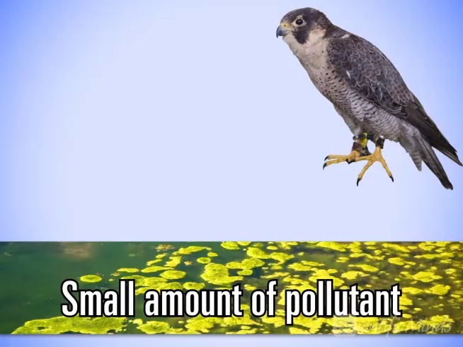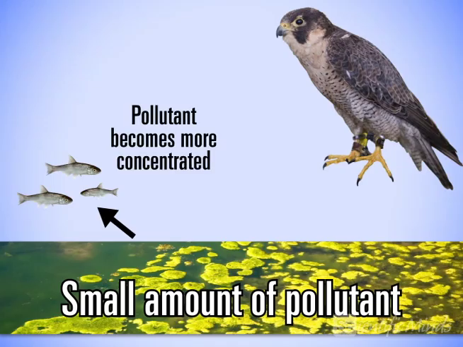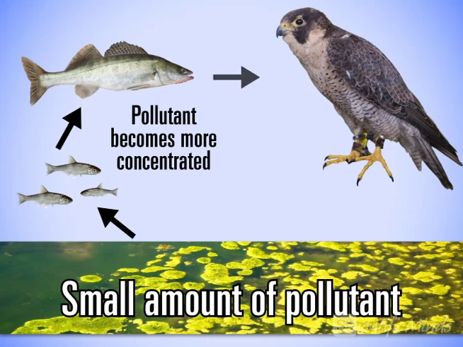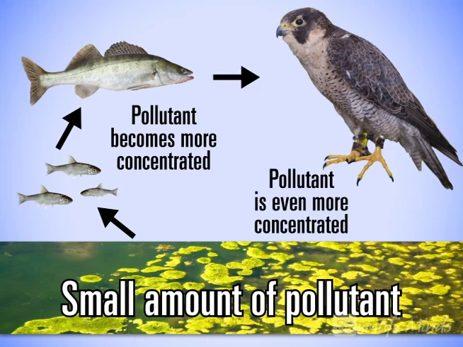Producers may have a very small amount of pollutant in their system. A primary consumer eats many producers, and the pollutant becomes more concentrated in the consumer's system. This continues up the food chain until the pollutant in the predatory population is present in a high enough concentration to cause harm to a species.